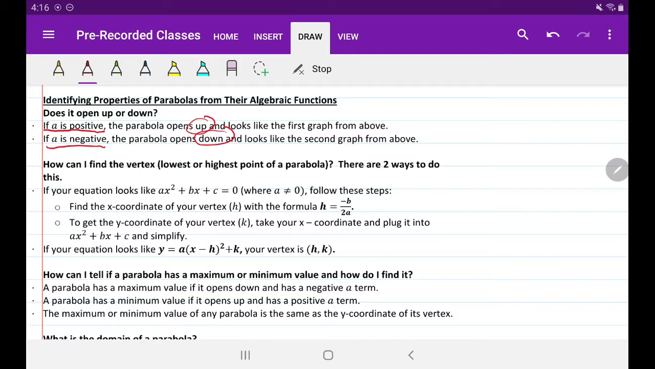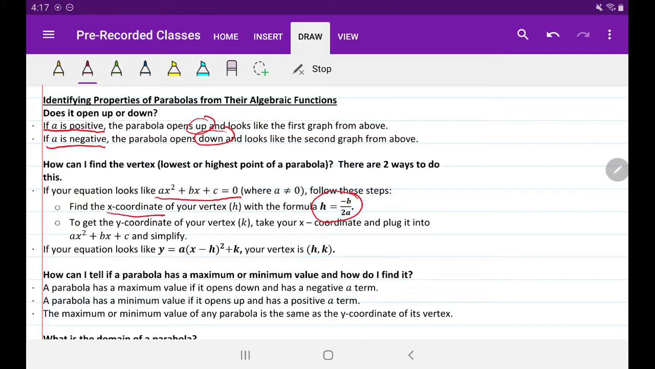Now, finding the vertex, so we've got some formulas that we can use to find the vertex, and there are actually two ways that you can do this. So the first way, if your parabola looks like a quadratic equation in standard form, ax squared plus bx plus c equals 0, you can use this formula, negative b over 2a. And so that formula, negative b over 2a, so I would just pull my b and a from the quadratic equation that we're given, and if we plug them into that, that's going to give us the x-coordinate of it.